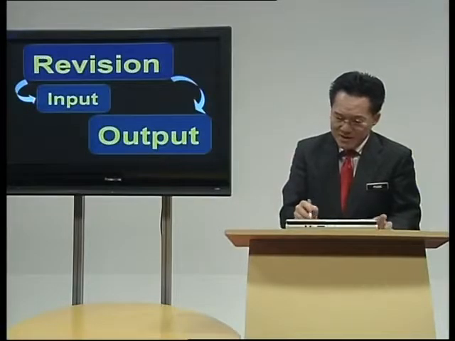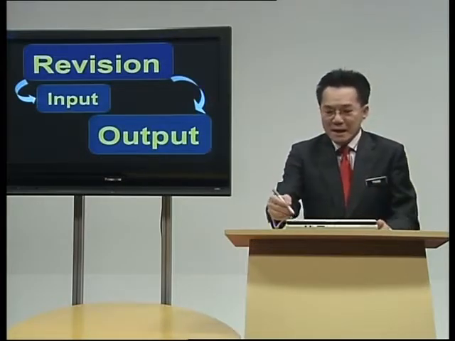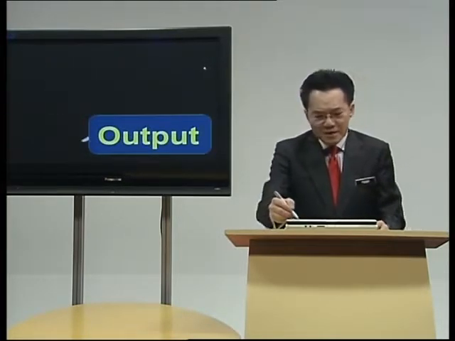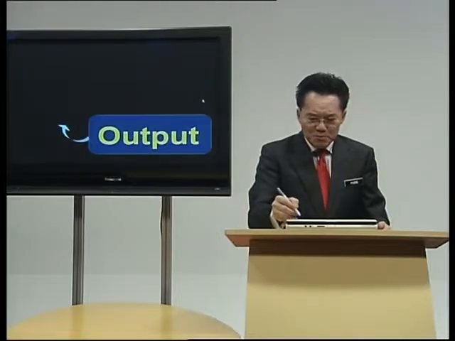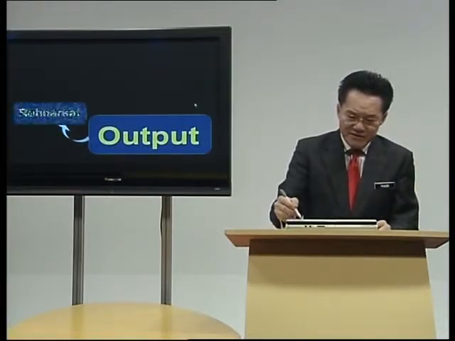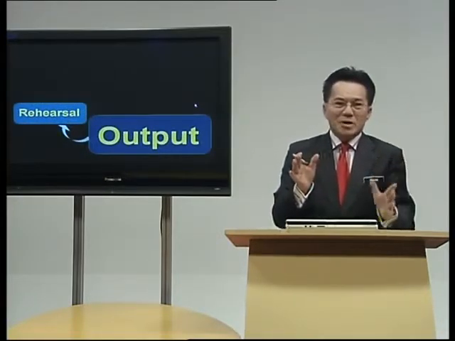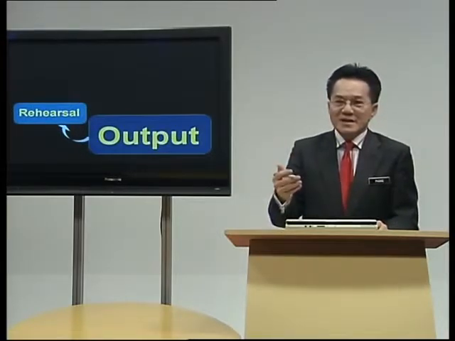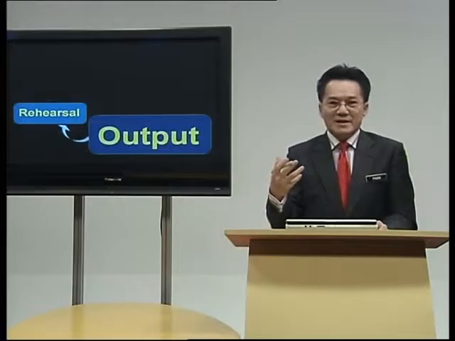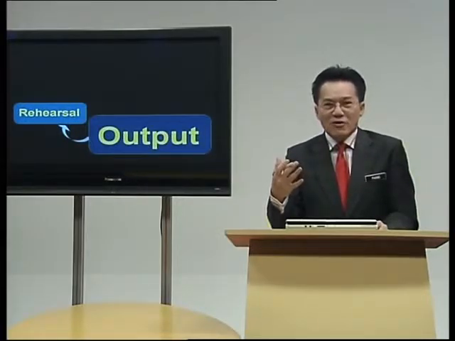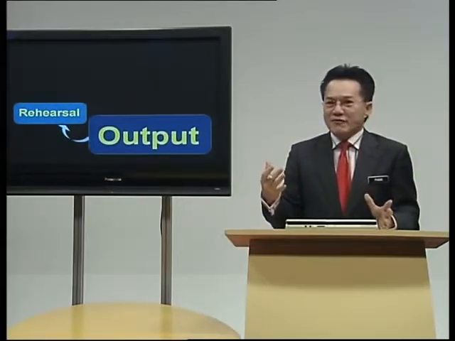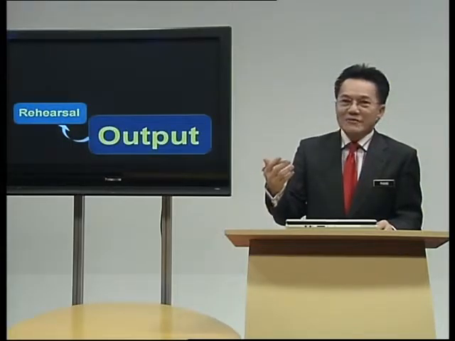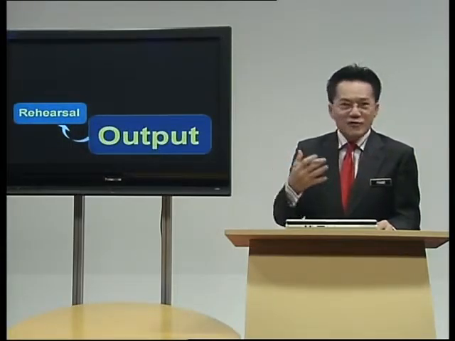That's the reason why you see that the word output is bigger even on the screen. Now, what does output revision consist of? The most important aspect of it is basically a rehearsal. In other words, you practice beforehand, just like getting ready for the opening ceremony of the Beijing Olympics. You have to have rehearsal.